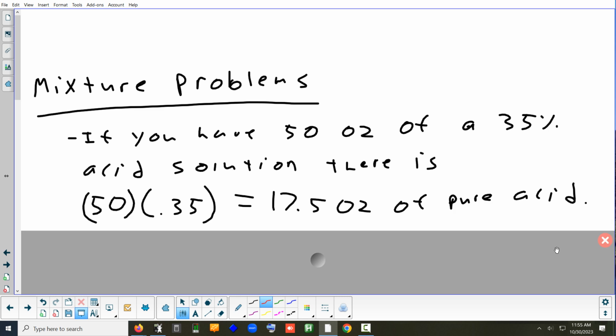So that means if you had 50 ounces of liquid in front of you, and I said to you that in that 50 ounces, 35% of it is acid, that means you have 17.5 ounces of acid in the liquid, and the rest of it could just be water or something else. So any question on how to find out, if I give you an amount of liquid and a percentage that is acid, how many ounces of acid there are? Okay.